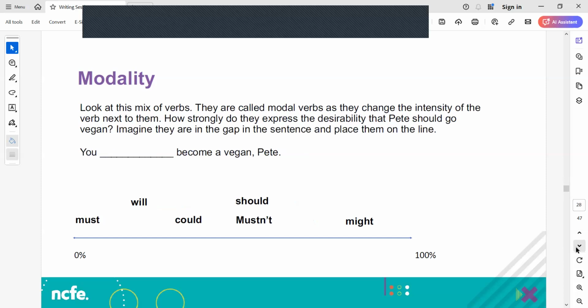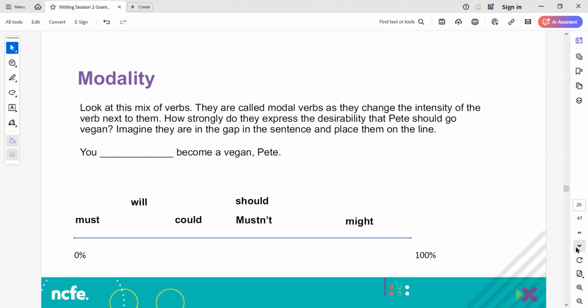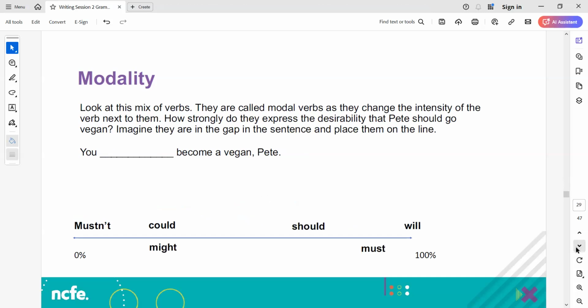Okay. So another example, you, and then we've got a blank space, become a vegan, Pete. So again, have a look and decide which is the most likely that will happen to the least likely. Okay, so you mustn't become a vegan, Pete. It's very different from you must or you will become a vegan, Pete.